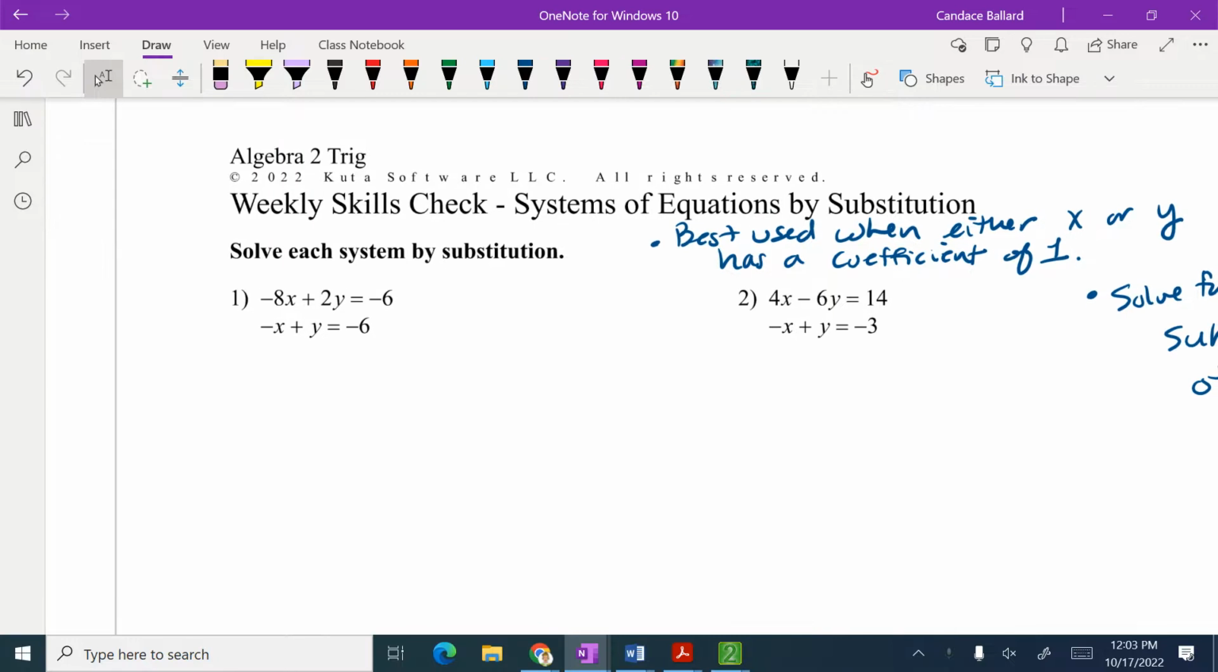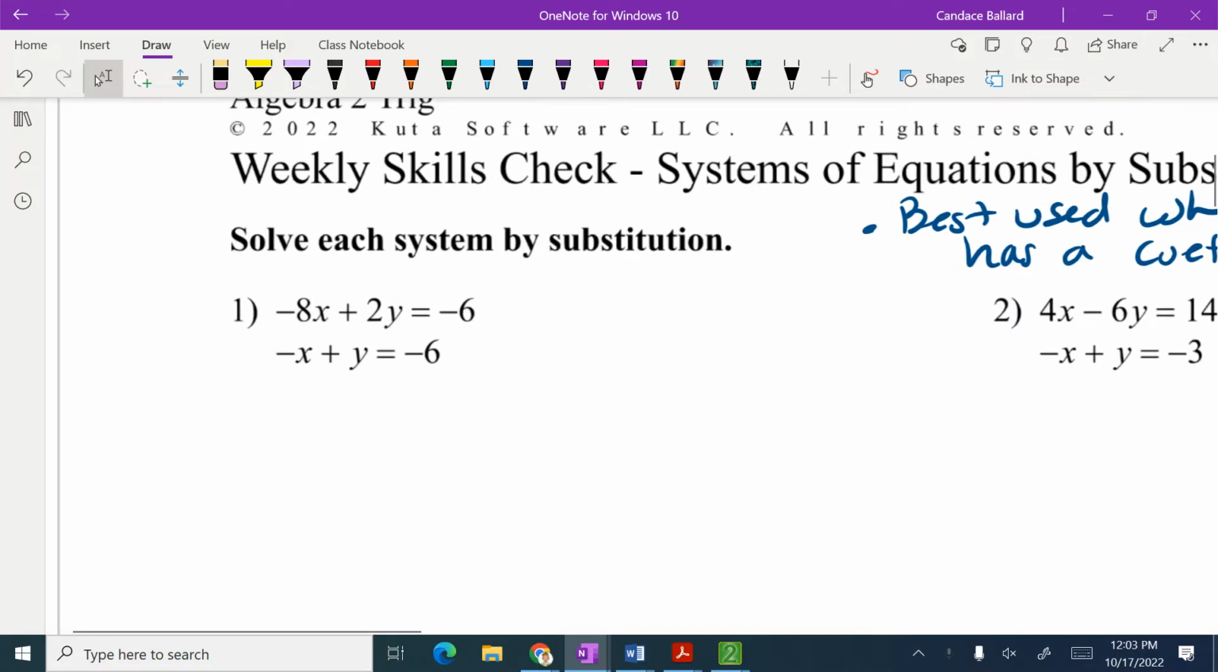So again, our goal is to be able to have a coefficient of 1, and we're going to solve for the variable with the coefficient of 1. So looking at problem 1 there, which one has a coefficient of 1? What variable? Y does, right? Okay, so this y right there has a coefficient of 1. I hope we're paying attention.